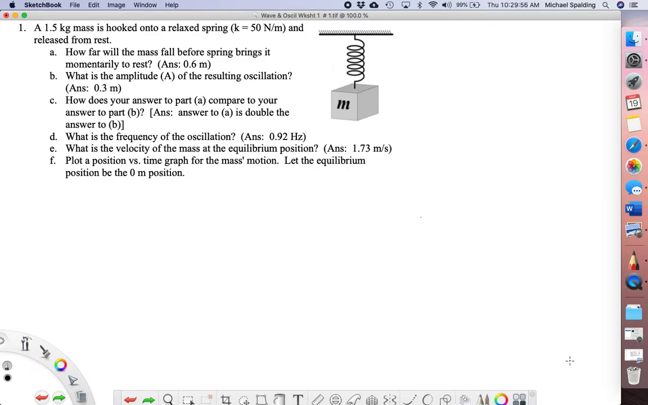Now I'm going to read the first sentence. A 1.5 kg mass is hooked onto a relaxed spring, K equals 50 N/m, and released from rest.